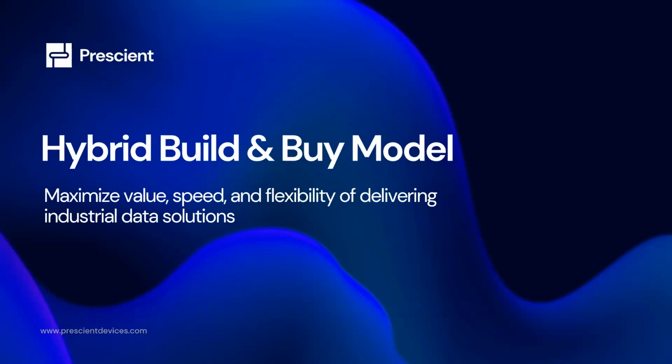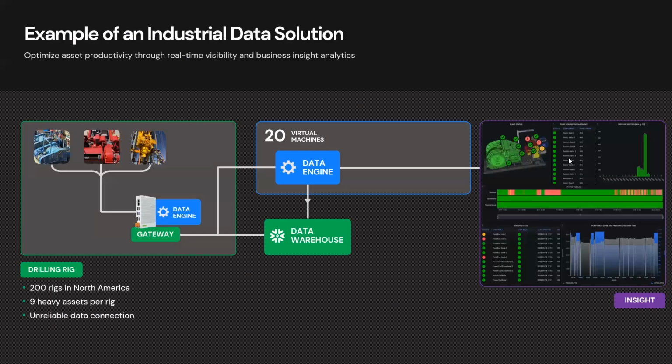In this video, we're going to talk about how to create a hybrid build and buy model for delivering internal industrial data solutions. So let's first look at the structure of an industrial data solution. Let's say the solution's purpose is to optimize asset productivity.